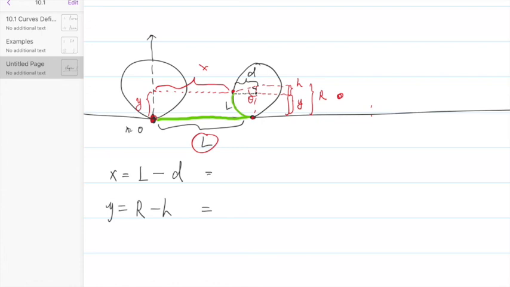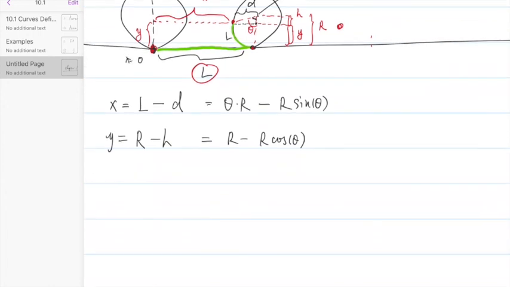Now, if that is okay, let's try to do it. L, how long is the L? L is the same as the arc length. The arc length is nothing but theta times the radius. What is D? If you take this out and look at the triangle I drew here, this is D, this is H, and this is R, the radius. So D is nothing but R, remember this is theta, R times sine theta. And H is nothing but R times cosine theta. Good so far?